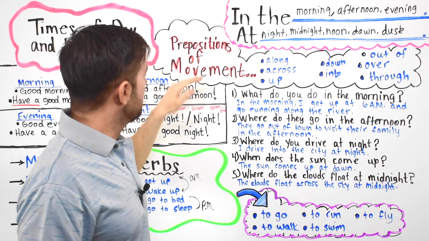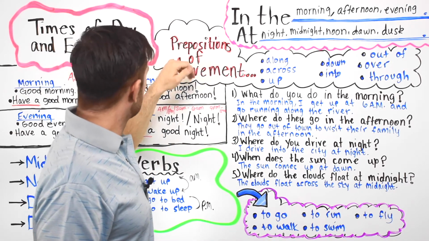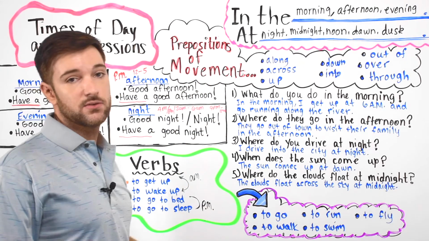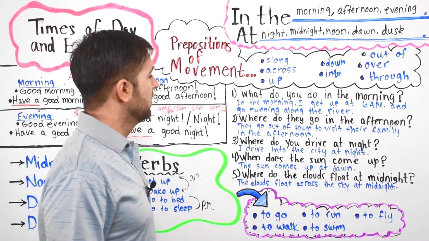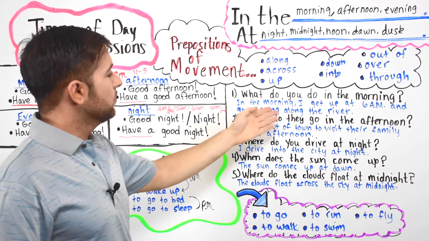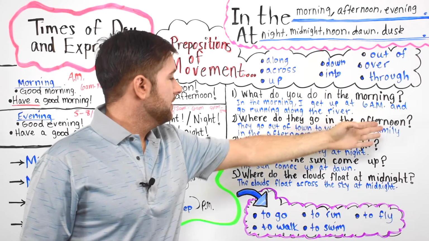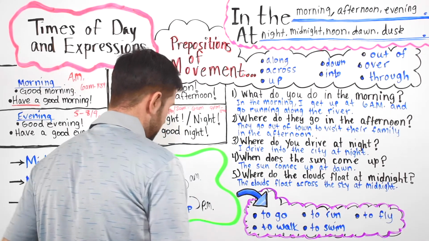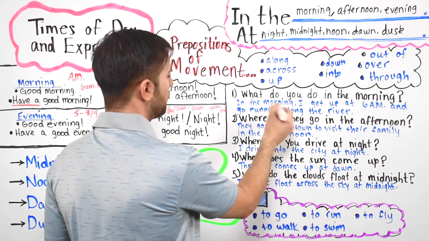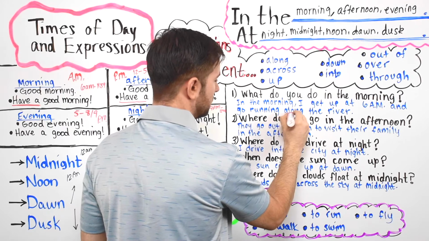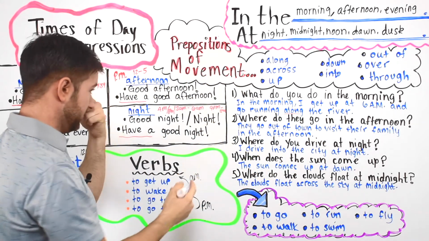Now, when we talk about prepositions of movement, we're going to use these with the times of day and expressions. So let's begin with number one. Are you ready? What do you do in the morning? In the morning, I get up at 6 a.m. and go running along the river. So here you can see that we have morning to talk about the time of the day, and then we have along, which is a preposition of movement.